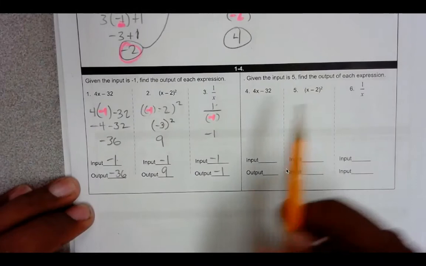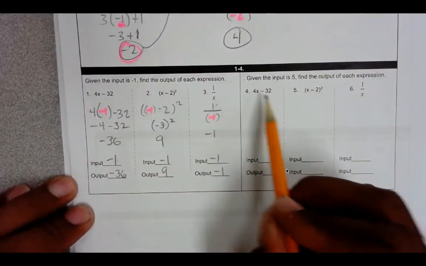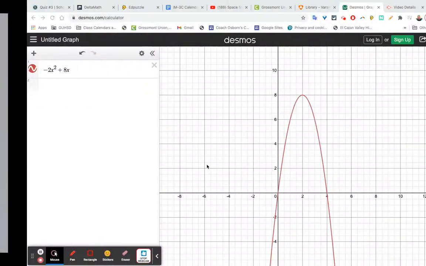Same thing here. You're literally doing the same exact expressions, but now you're plugging in a 5 instead of a negative 1. I want you guys to work through these on your own and see what you get.